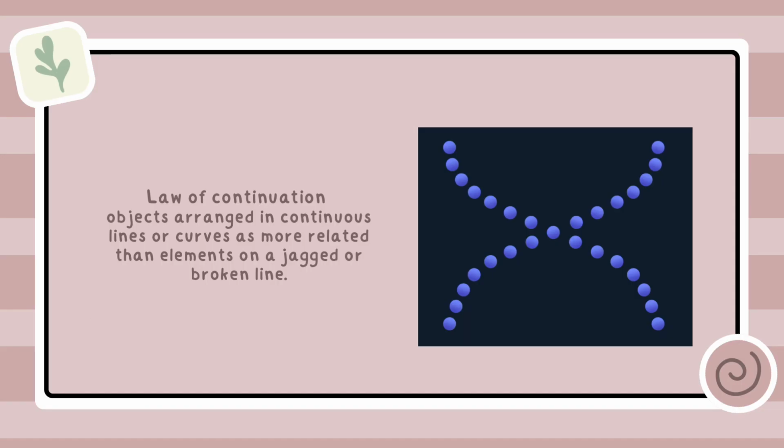The second is the law of continuation. In the law of continuation, people perceive objects arranged in continuous lines or curves as more related than elements on a jagged or broken line. For example, from this picture, we will likely see two overlapping lines rather than seeing that it is actually four lines meeting in the middle of the image.